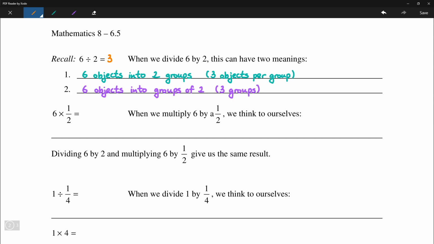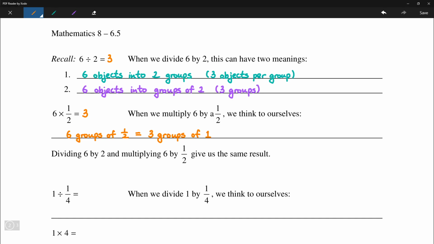So now we're going to look at this question here. We have 6 times 1/2. What is really happening? Well, if we have 6 times 1/2, we have 6 groups of 1/2, which is equal to 3 groups of 1. So in other words, 6 times 1/2 is equal to 3. Notice that 6 divided by 2 and 6 times 1/2 give us the same result.